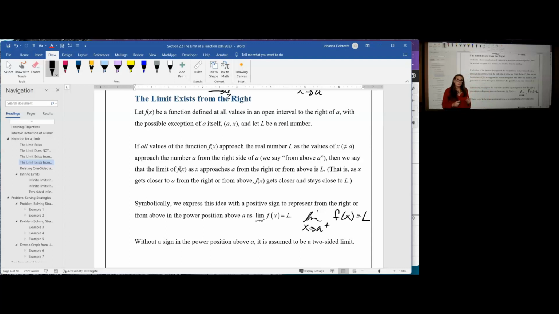Without a sign in the power position above a, it is assumed always that we're talking about the two-sided limit, that both sides agree and point to the same value. If they don't point to the same value, the limit does not exist.